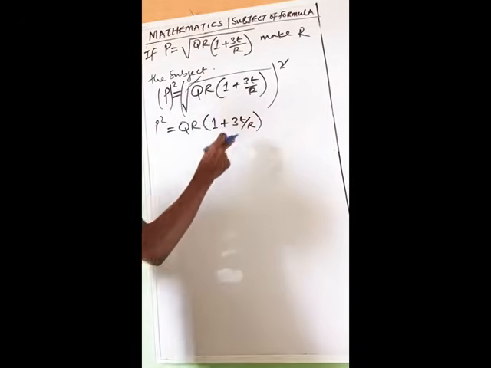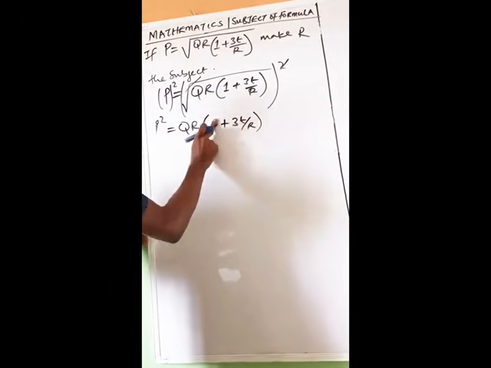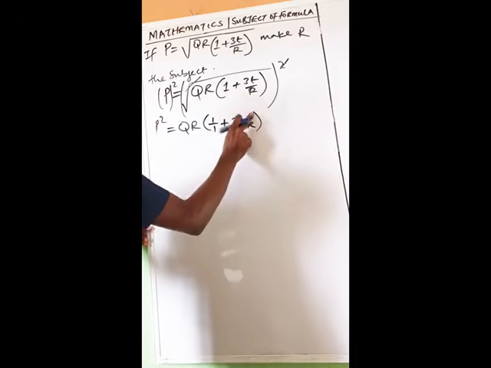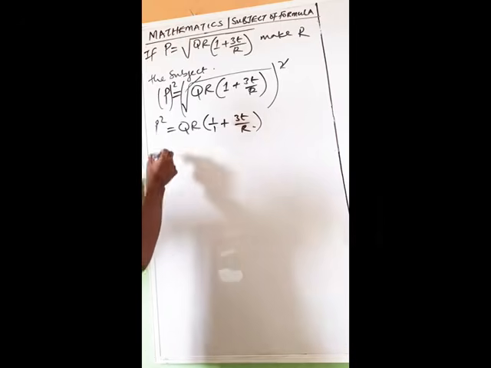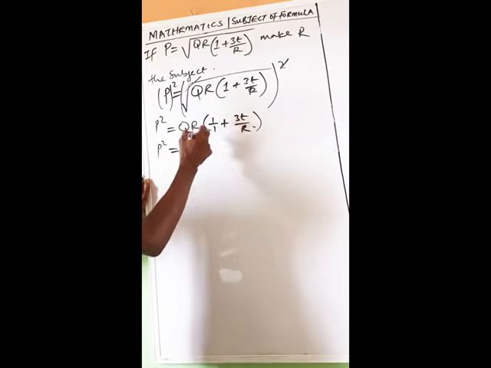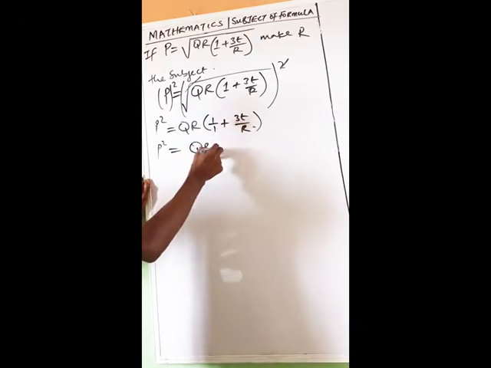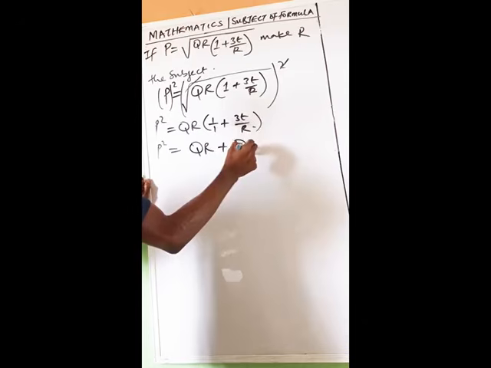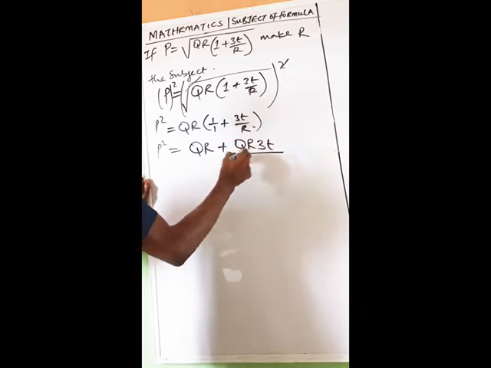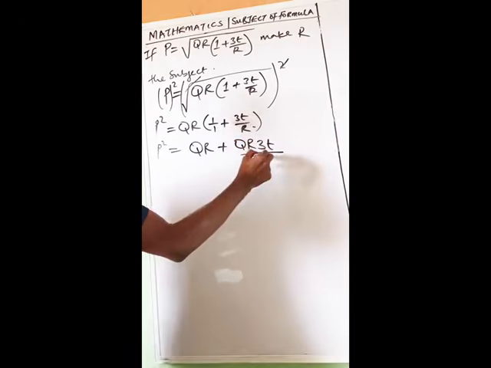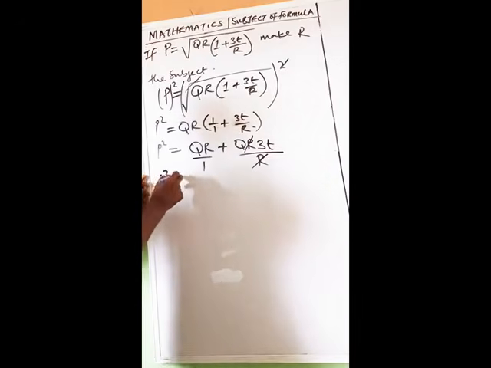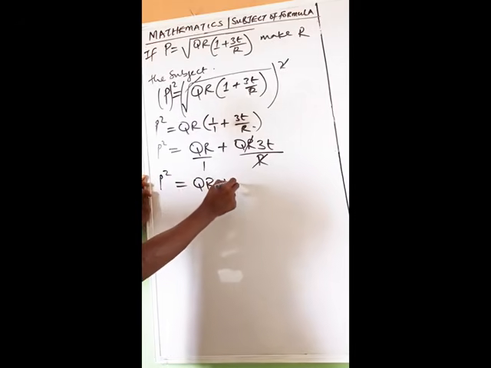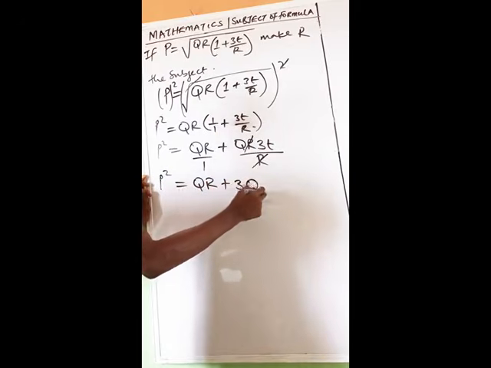Now we are going to open this bracket. This 1 is the same thing as 1 over 1. This 3t is the same thing as 3t over R, to make opening the bracket easier. So P squared is going to be QR times 1, which is QR, plus QR times 3t over R. So this R can cancel this R. This is over 1. So we have P squared equals QR plus 3qt.